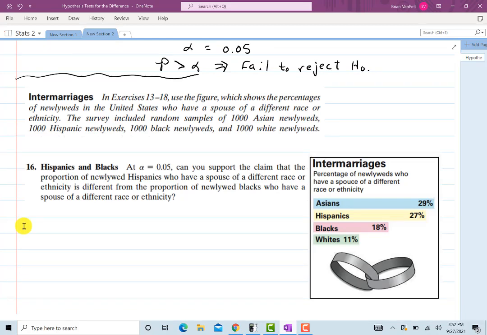All right, here we have a textbook example. We are looking at intermarriages, marriages which are between a husband and wife or spouses that are of different races or ethnicity. So what we have are samples of 1,000 Asian newlyweds, 1,000 Hispanic newlyweds, 1,000 black newlyweds, and 1,000 white newlyweds. Now what we want to do is take a look at the proportions of intermarriages there are between them. And most of the examples will do that. We're going to look at just one example, which are Hispanics and blacks.